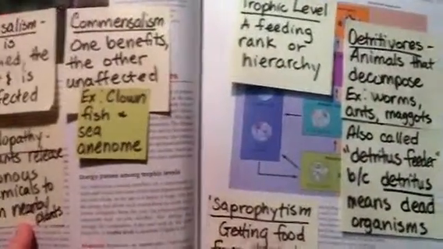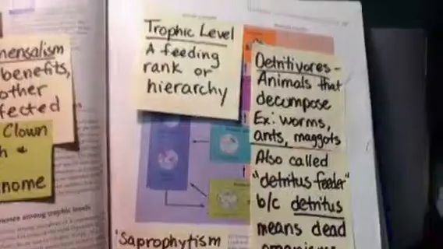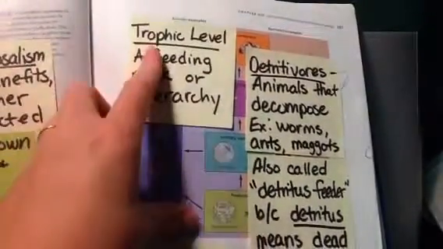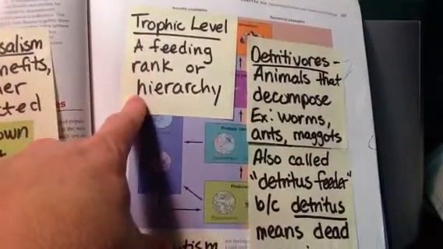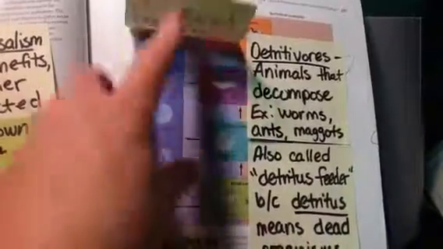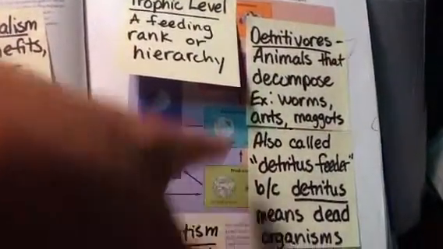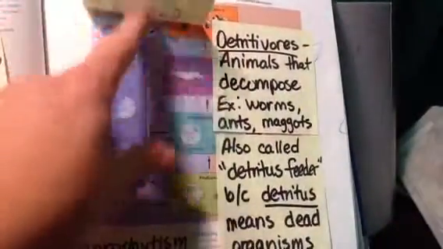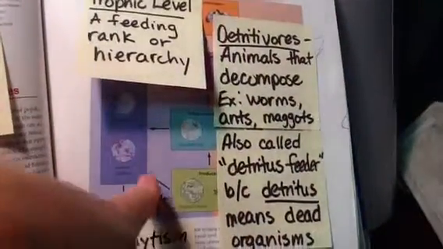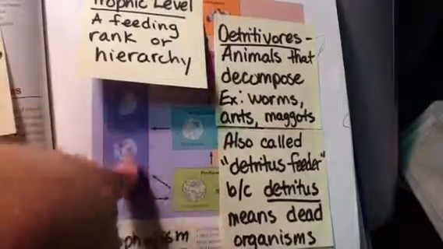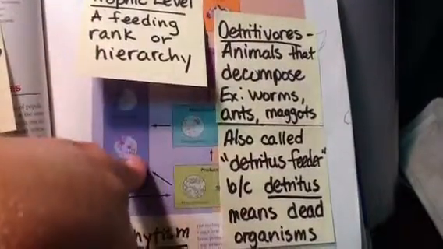Going on to page 157, here we talk about trophic levels, which is a feeding rank or hierarchy. And under the sticky note you have an example of a food web. You drew a big one in class, so you should be able to understand the trophic levels pretty well after doing that activity.